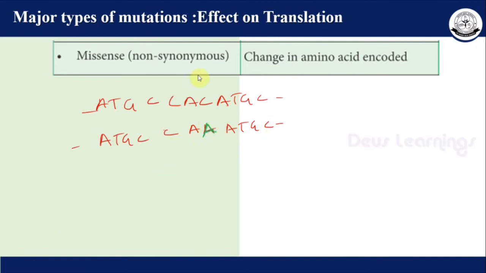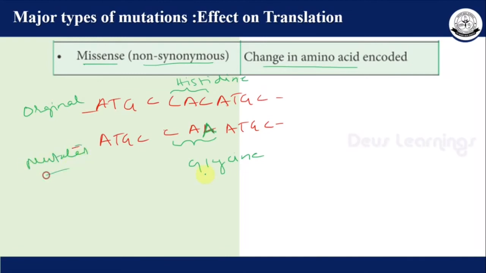Now, CAC codes for histidine. However, CAA codes for glycine. So you see the type of amino acid is changed because of a change in nucleotide. Such a mutation is known as a missense or non-synonymous mutation. There's a change in amino acid: the original should be histidine, however the mutated one gives you glycine.